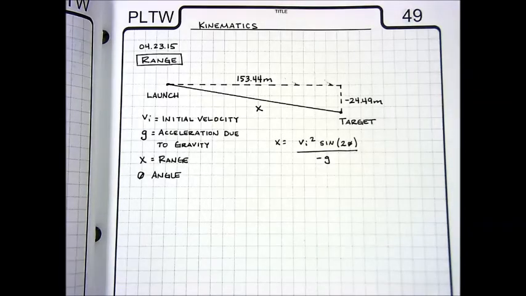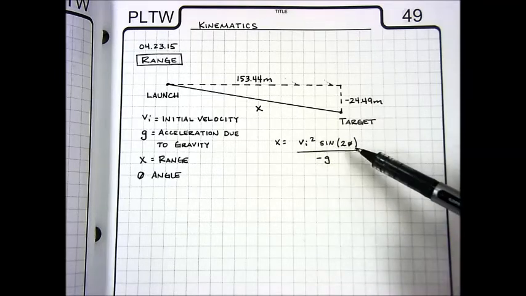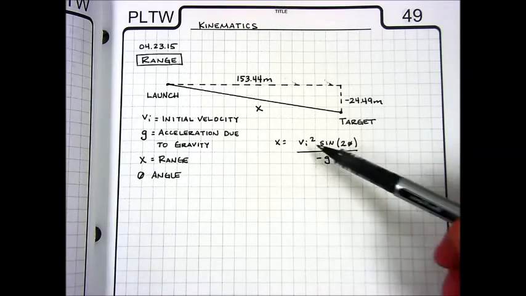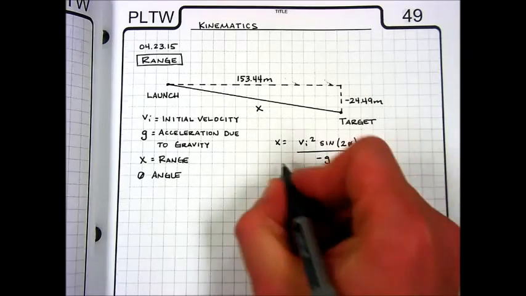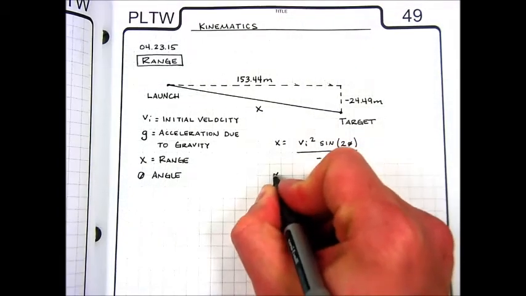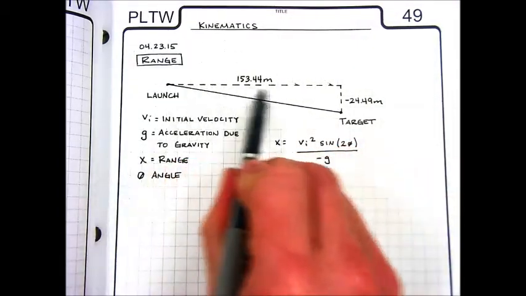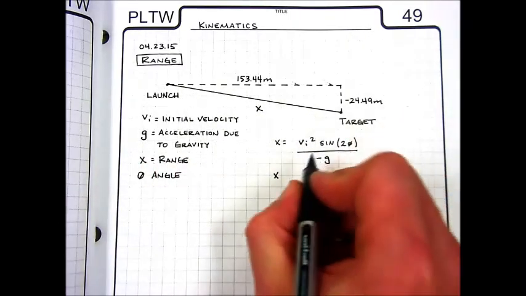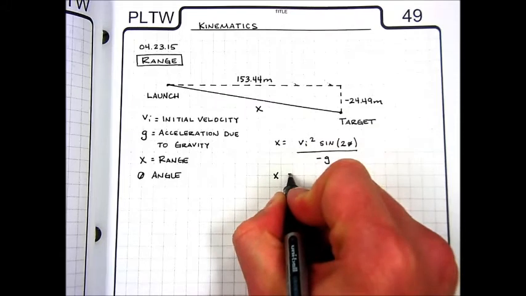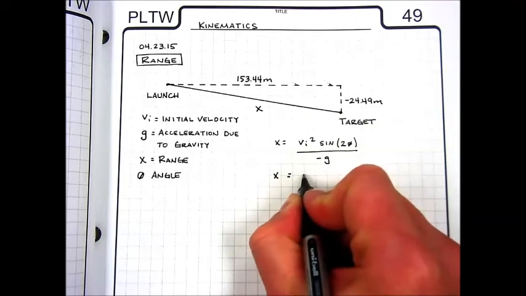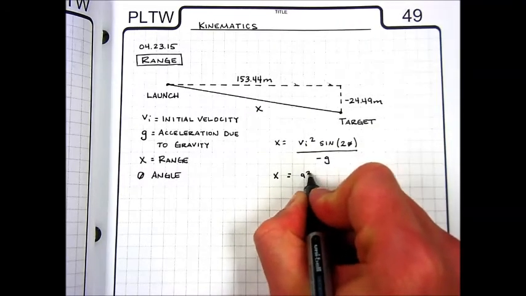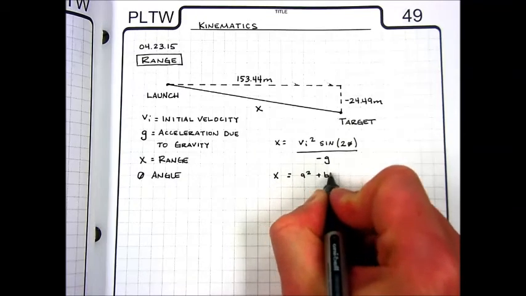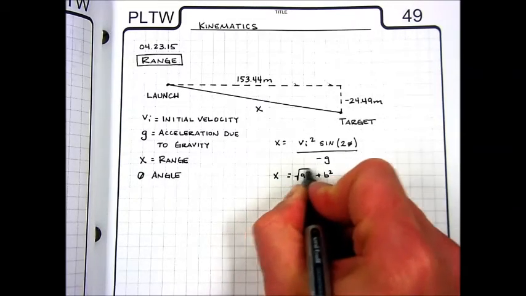The other way to define range, and the way we're going to use in this problem, because we do not know what angle theta is and we do not know what initial velocity is, we are going to use triangulation. Because we do have these x and y coordinates, we can triangulate the position. And so x in our case is just Pythagorean's theorem, a squared plus b squared, the square root.